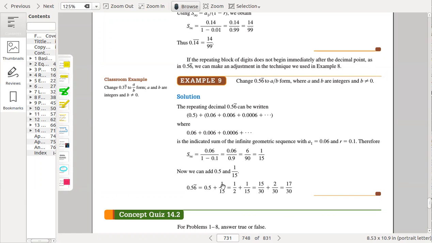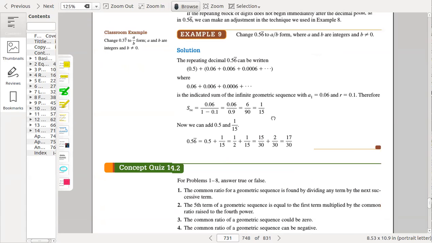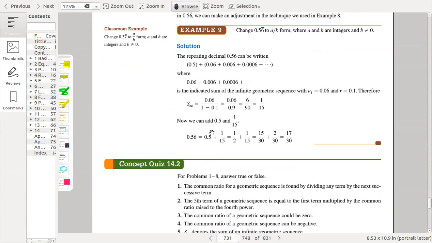Now we can add 0.5 and 1 over 15. So 0.56 bar is equal to 0.5 plus 1 over 15, which is 17 over 30.